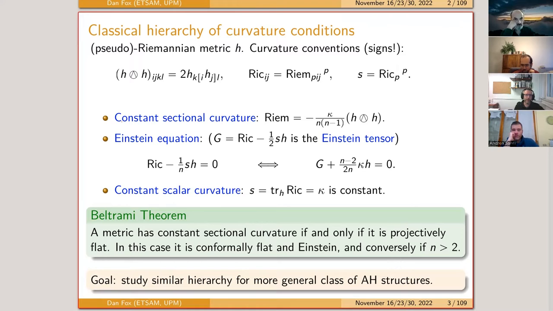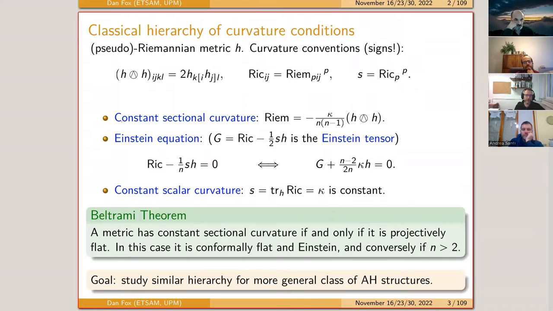My conventions for the curvature are probably not yours. That explains why, when I take the Ricci trace, I take it on the last two, the outermost two indices, and that also probably explains this minus sign here. But at any rate, one has to modify signs to conform with one's preferred conventions. The sectional curvature being constant simply says that the Riemann tensor, the curvature tensor of the Levi-Civita connection of the metric, is a multiple of this curvature tensor determined by the metric.